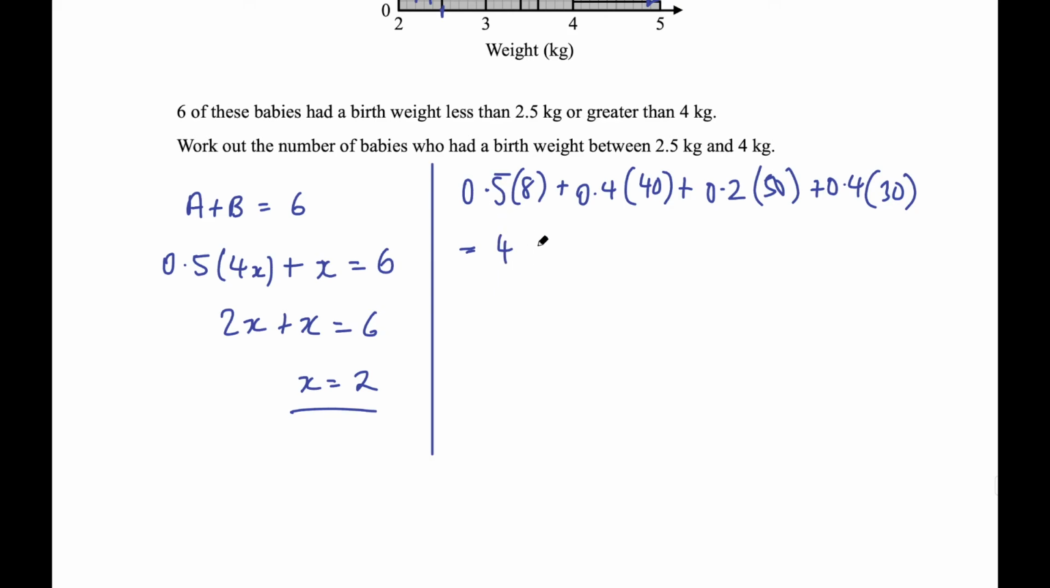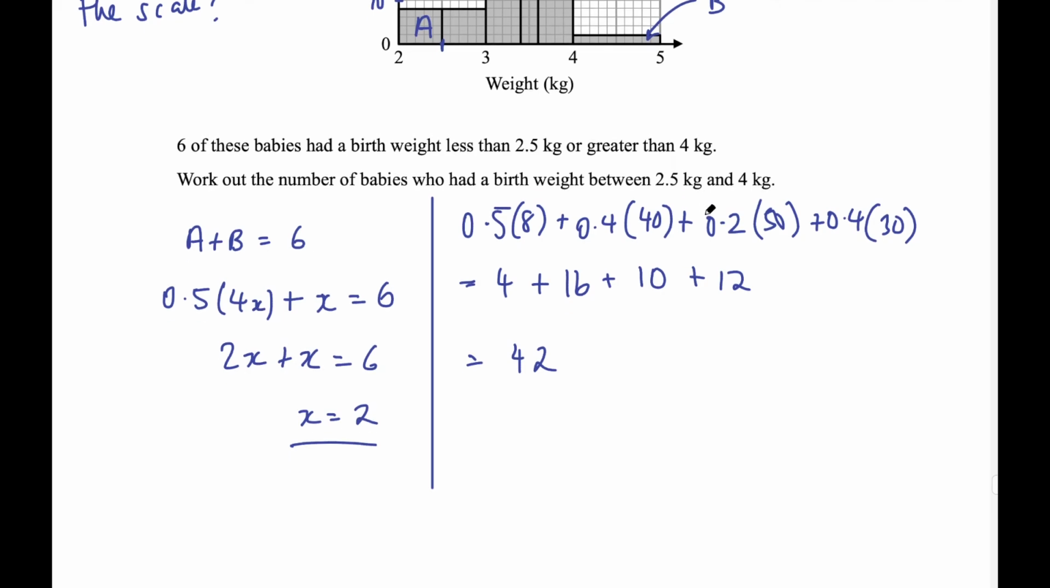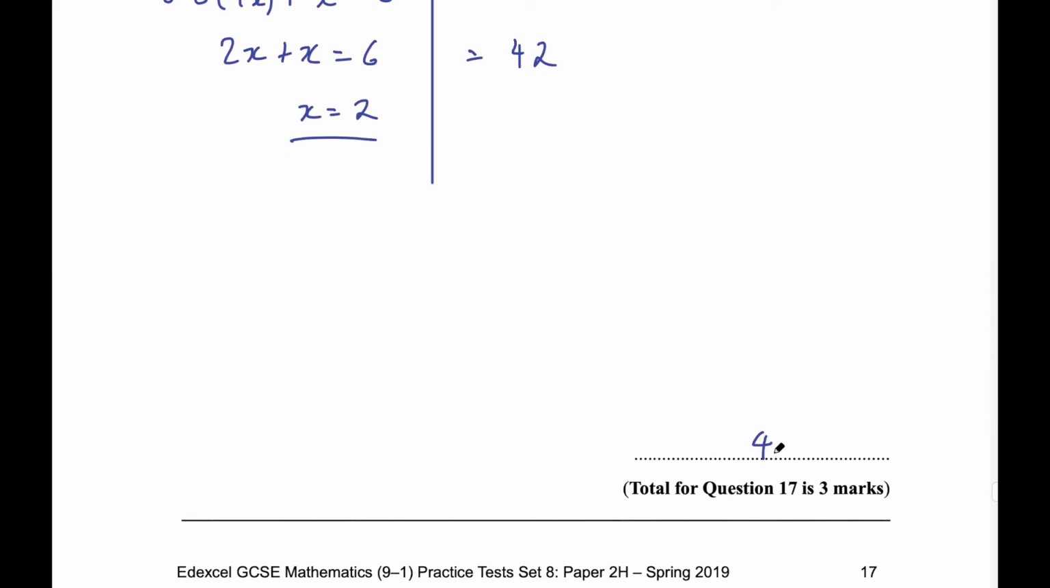Half of 8 is 4. 0.4 times 40, that's like 40 divided by 10, which is 4 times 4, which is 16. A fifth of 50 is 10. 0.2 is the same as a fifth. And 2/5 of 30 is 30 divided by 5 is 6 times 2, which is 12. Okay, or you can just put that straight into a calculator. That would be perfectly fine as well. And then you've got 20 plus 22, that's going to be 42. Okay, so the total number of babies between 2.5 and 4 kilograms will be 42. That was question 17 for 3 marks.